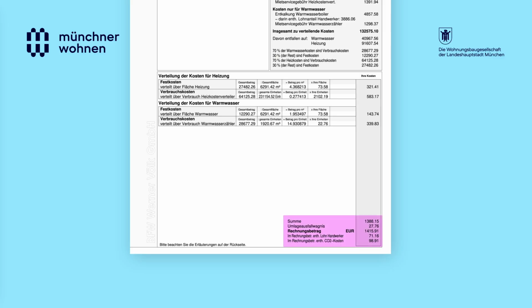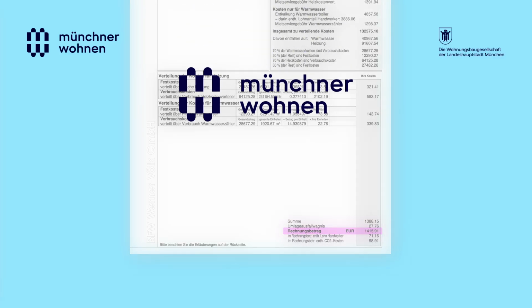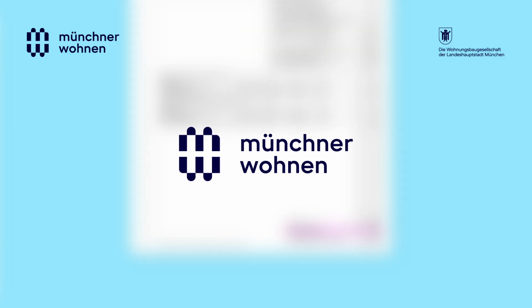At the bottom of this page you will find your bill amount, in this case €1,415.91. Very important, please do not pay this amount to the metering service provider, in this case BFW. We, Münchner Wohnen, have already included this amount in your credit or additional payment, which you will find on page 1 of this statement.